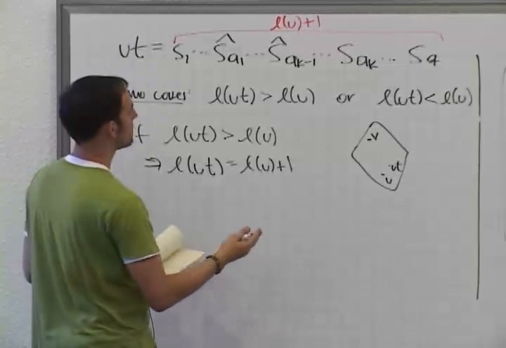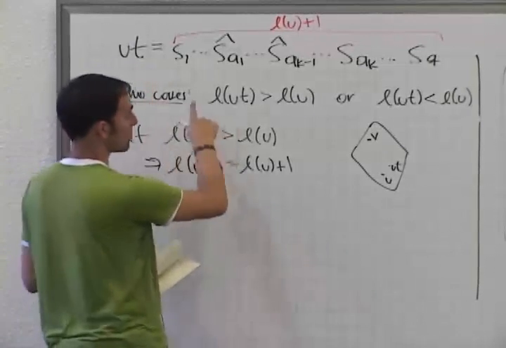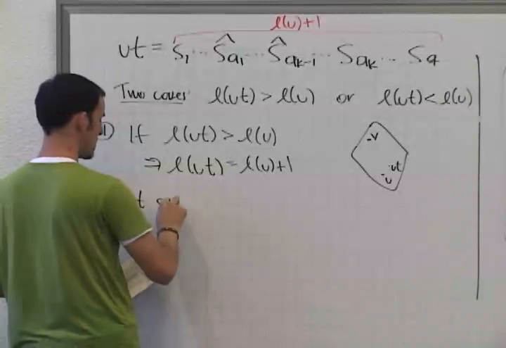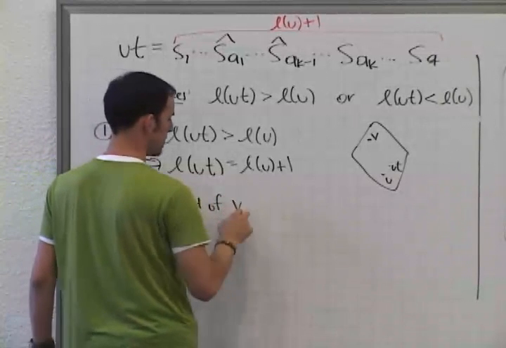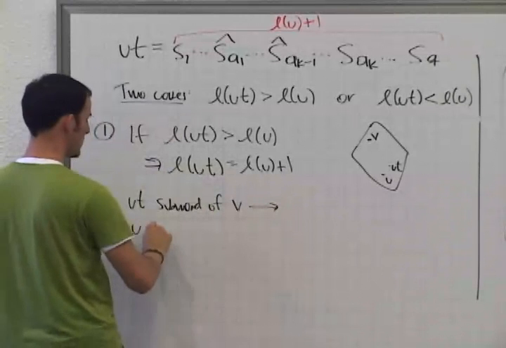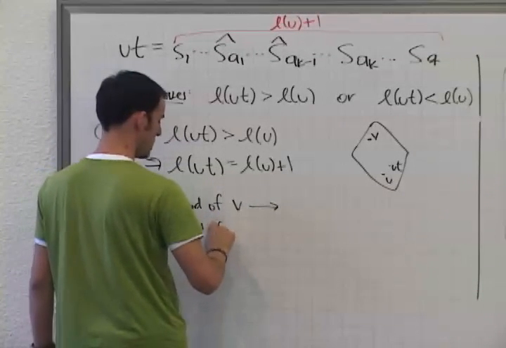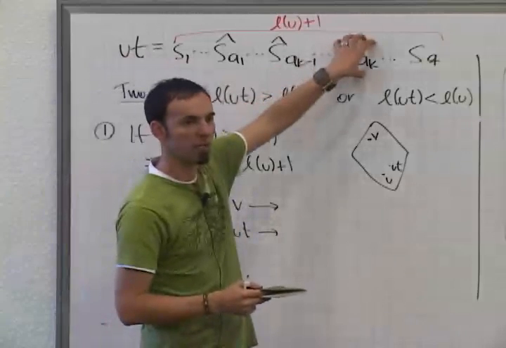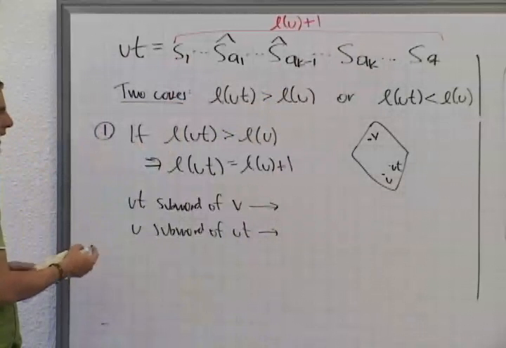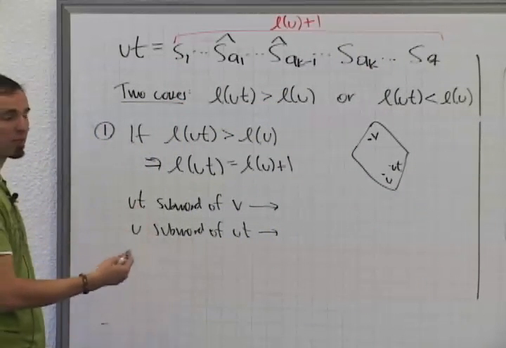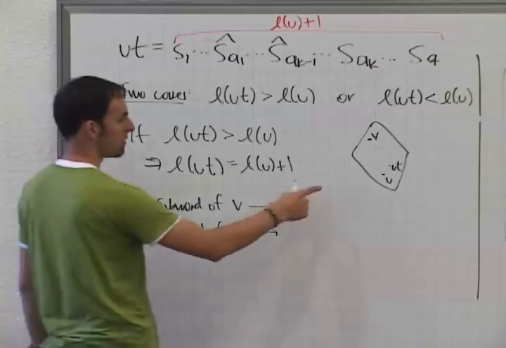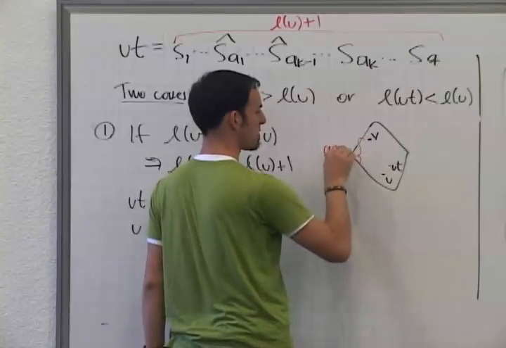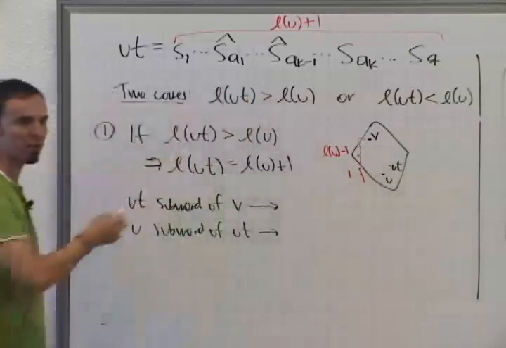And then I want to say the following. Well, look, UT is a subword of V. Yeah? Look at it. UT is a subword of V. And U is a subword of UT, right? Because U is obtained from UT by just removing S sub AK. And the difference in length is shorter. Because here the difference in length is L of U minus 1, and here it's 1. So I can apply my induction hypothesis.